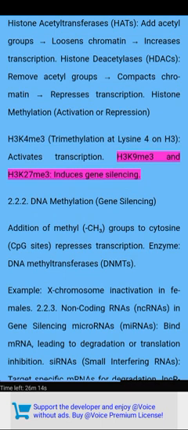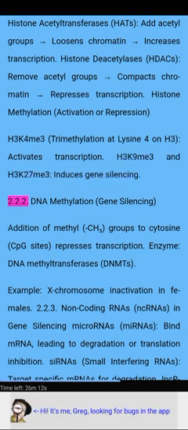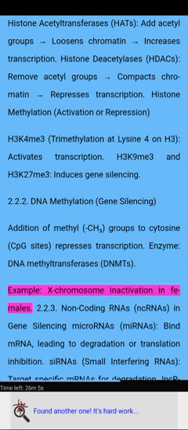H3K9Me3 and H3K27Me3 induce gene silencing. 2.2.2. DNA methylation and gene silencing. Addition of methyl (CH3) groups to cytosine at CpG sites represses transcription. The enzymes are DNA methyltransferases, DNMTs. Example: X chromosome inactivation in females.